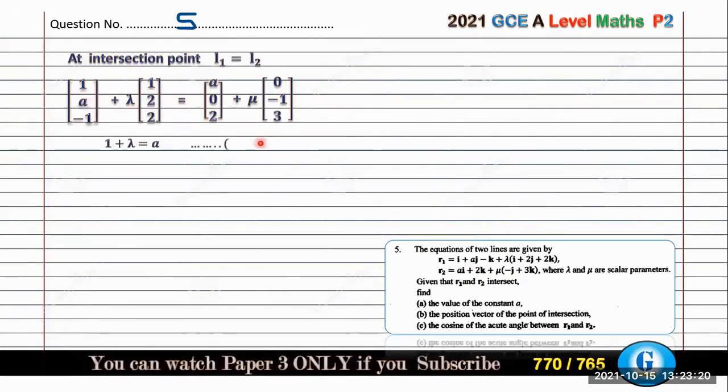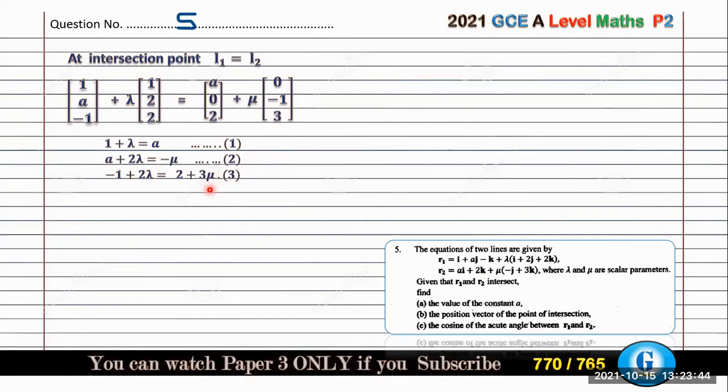That's equation 1. Then for the j component, we have a plus 2 lambda is equal to minus mu, equation 2. And for equation 3, we have minus 1 plus 2 lambda is equal to 2 plus 3 mu, equation 3. So we can solve these three unknowns.